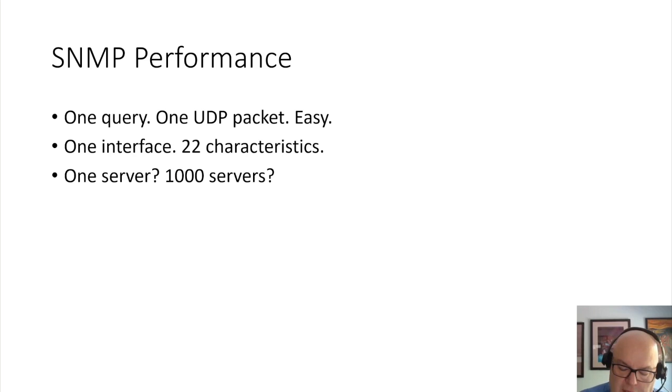So another place where SNMP goes wrong is in performance. SNMP exposes everything. Sysadmins love information. Once you show a network administrator what you can get from SNMP, they love it too. One query, one UDP packet, easy. Well, yes, except each interface has 22 characteristics you can track out of the box. How many interfaces does your router or switch have?